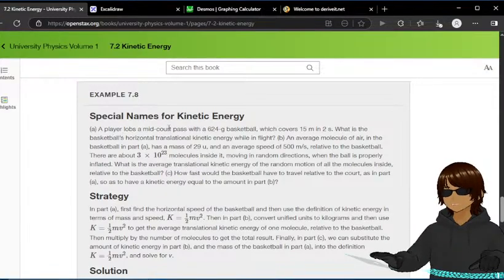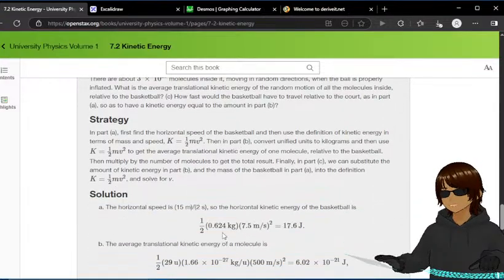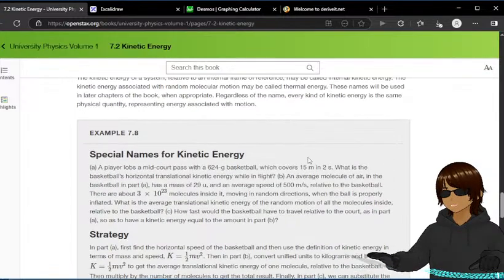A player lobs a midcourt pass with a 624-gram basketball, which covers 15 meters in 2 seconds. What is the basketball's horizontal translation kinetic energy while in flight? So we just plug in the speed, 15 meters in 2 seconds, so half m v square.